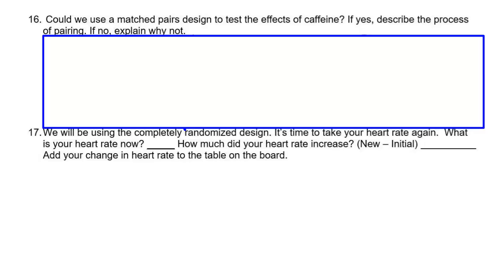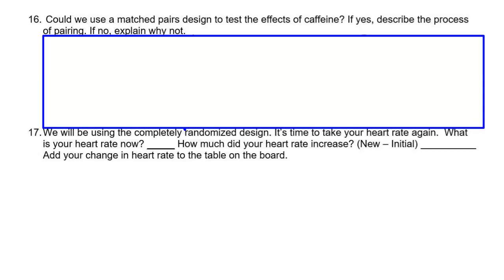How do I decide who to match up? The first two from the list, and so they would have similar heart rates. So I would either pick the two lowest or the two highest. I got to pick one end of my list to start on. I'm going to match them up. And so I've got them matched.